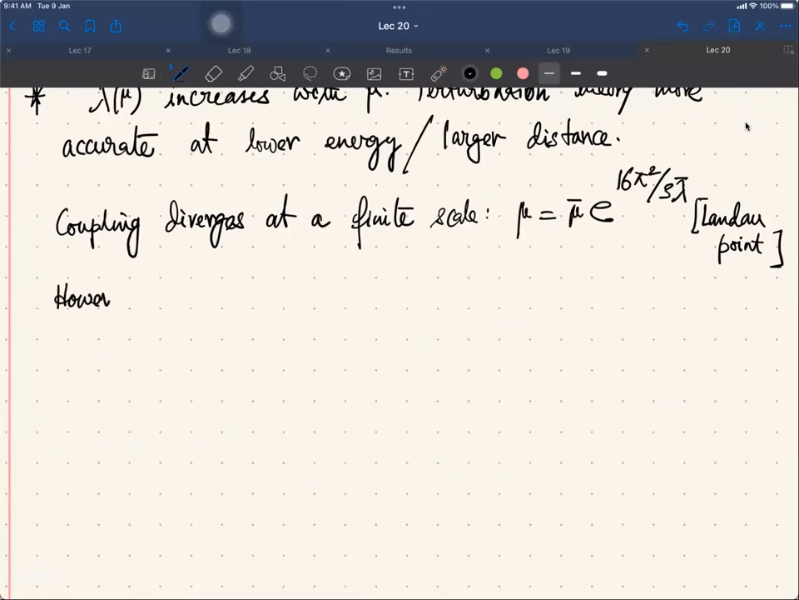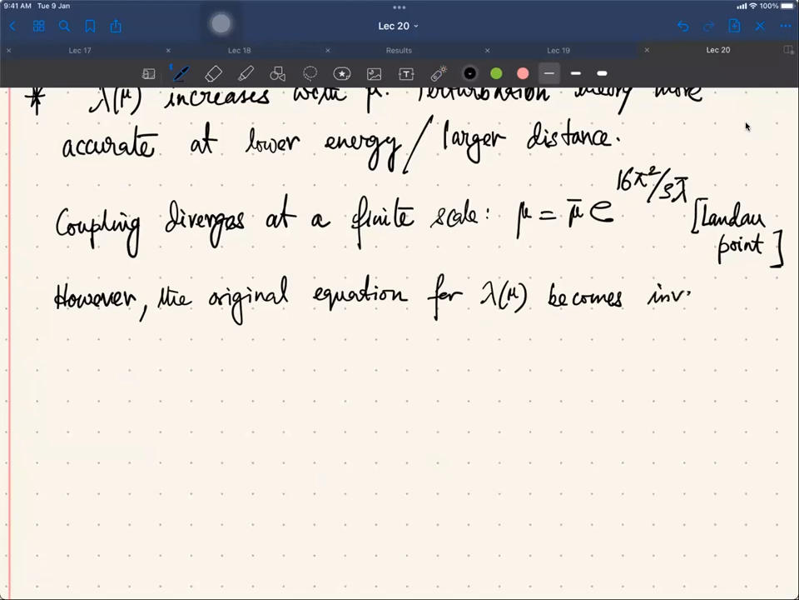So, however, the original equation for lambda mu becomes invalid much before this point is reached. And therefore, the conclusion is unreliable.